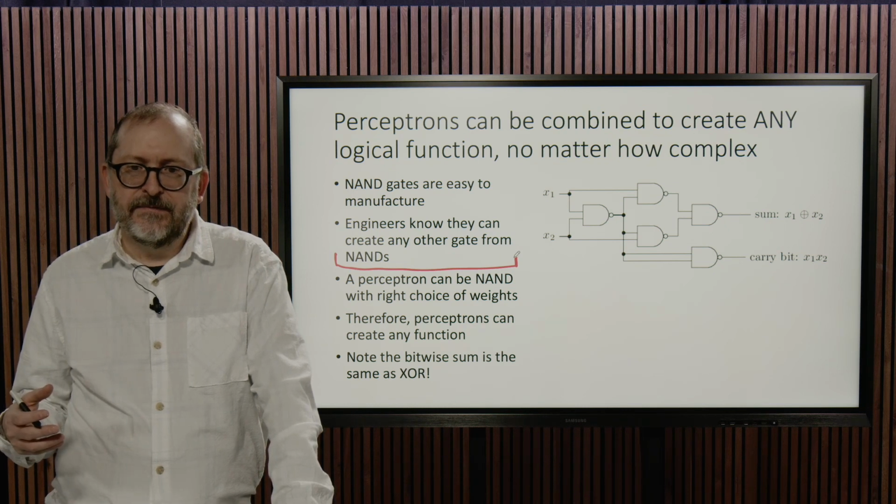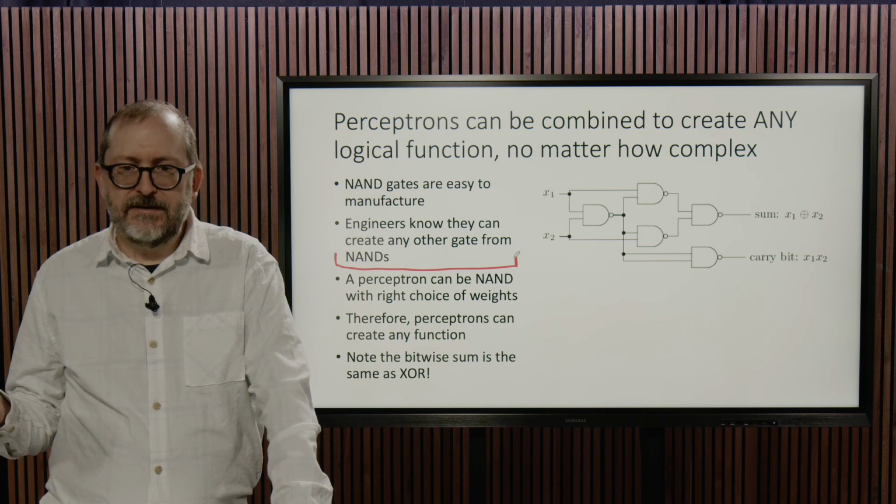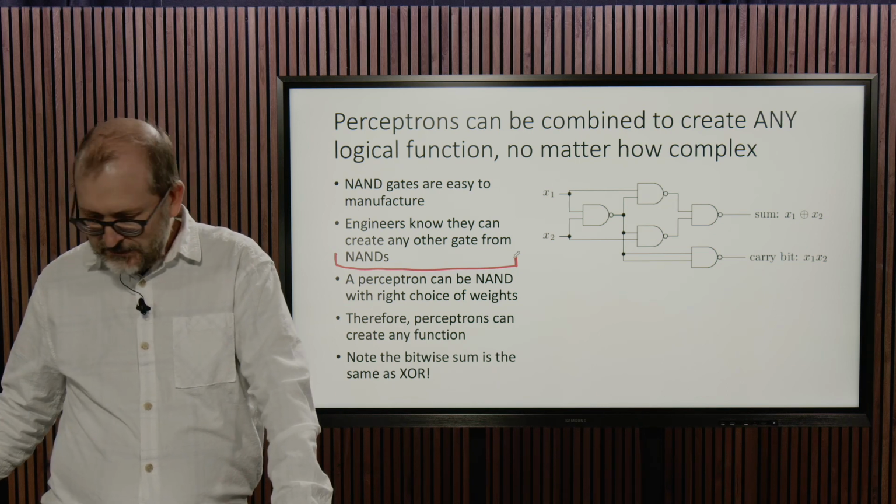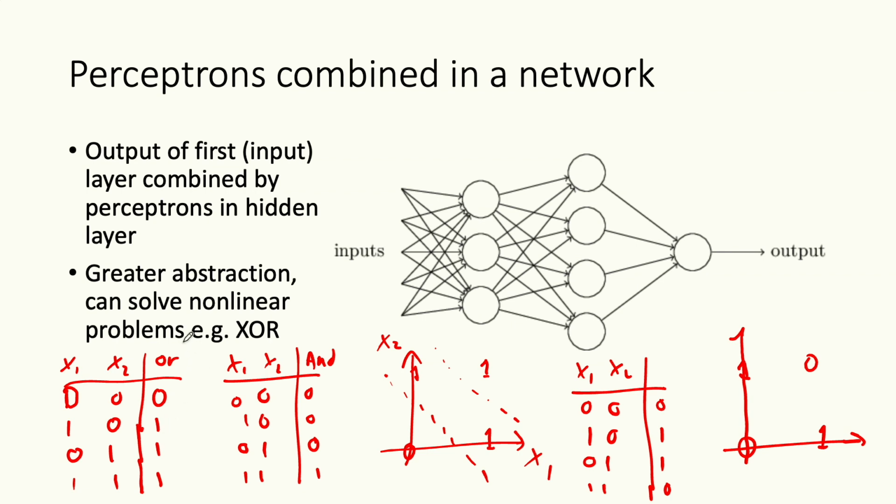NAND means it gives you a 1 for anything that's not 1 and 1. In other words, it's a negation of the AND. Remember I said AND was like this? So basically a NAND would be the negation of that. NAND would be 1, 0, 0, 0, right? Oh, I'm sorry, no. It would be 1, 1, 1, 0. It's not the negation of OR, it's the negation of AND. Sorry about that. So not AND. NAND, so 1, 1, 1, 0. That's NAND.